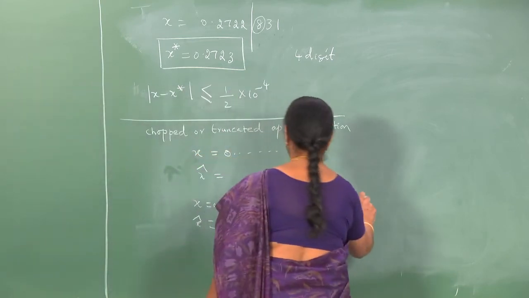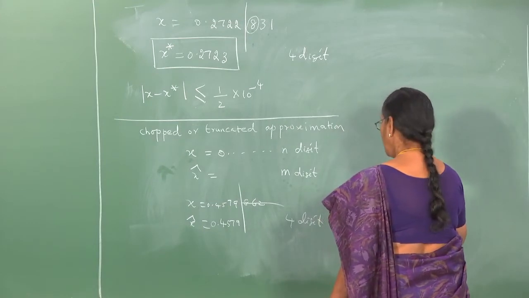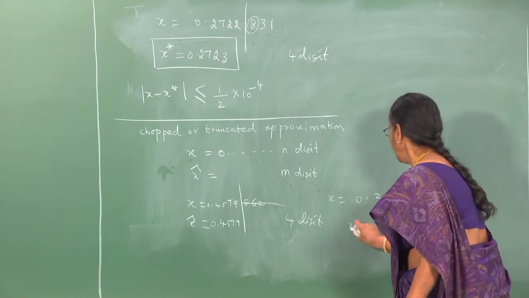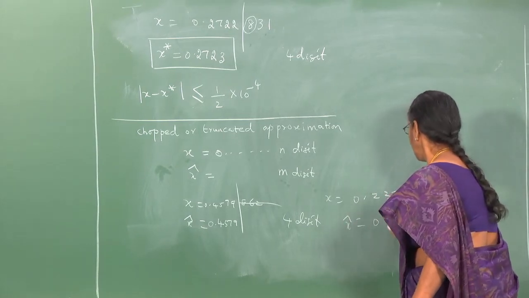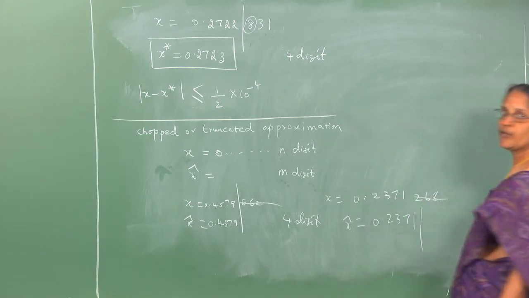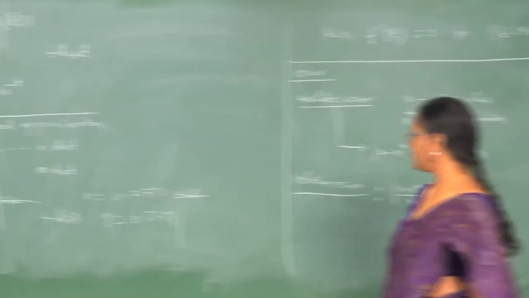If x were 0.2371268 and I require a 4 digit approximation, it is 0.2371. I do not worry about what happens beyond the 4 digits.